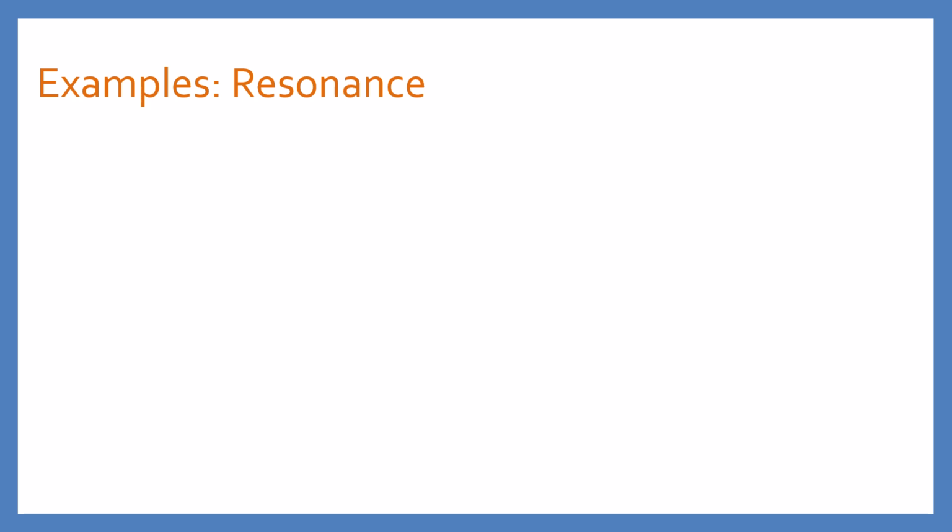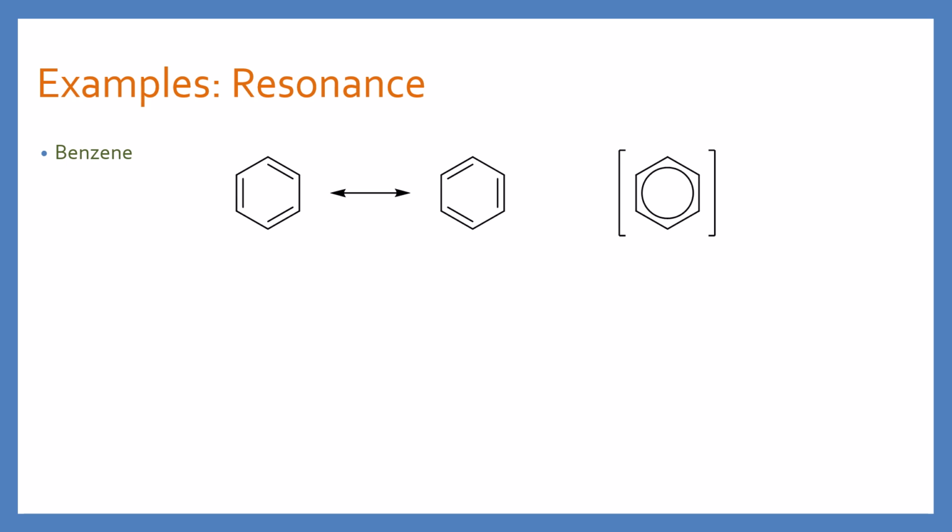Let's look at some examples of curved arrows in resonance. First up, we're going to look at benzene. Benzene is a molecule that has 6 carbons and 6 hydrogen atoms. And benzene can be drawn in 2 different ways. You can either show the double bond starting vertically on the left-hand side, or you can have it vertically on the right-hand side.